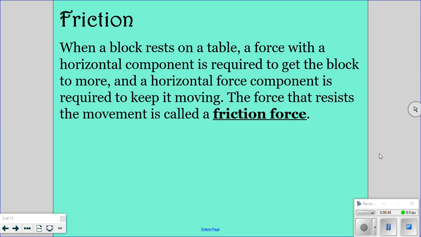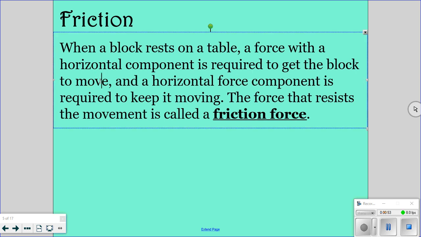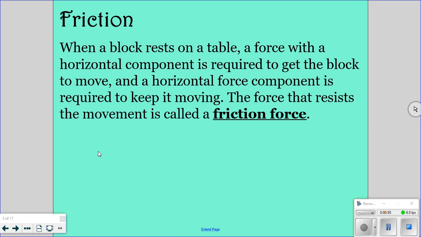Whenever you have a block that rests on a table, a force with a horizontal component is required to get the block to move. And a horizontal force component is required to keep it moving. The force that resists the movement is called a friction force. And so we're going to be looking at that friction today.